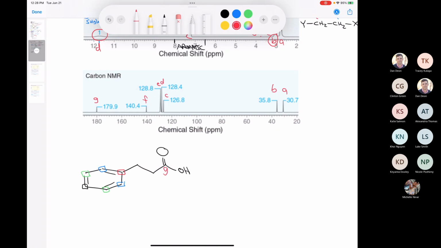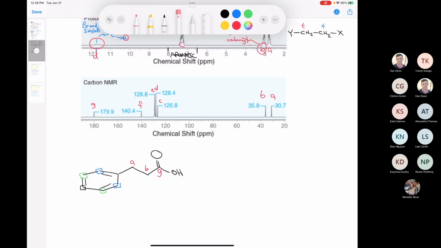Then which ones are going to be the least deshielded? It's going to be B and A. Those are all the way down around 30. The one that's the most deshielded is B. That's going to be the carbon that's next to the carbonyl. A is going to be this one. And then we just have F, and we have the other carbons in the aromatic ring.